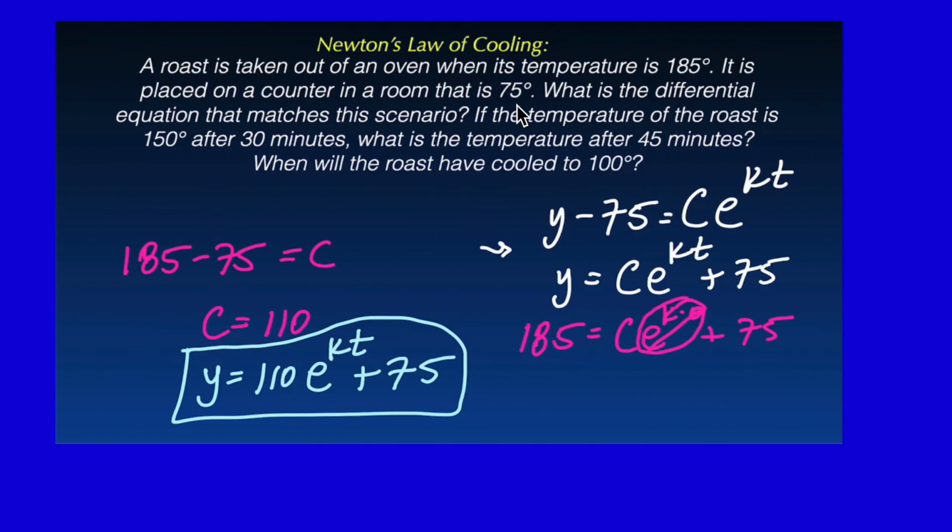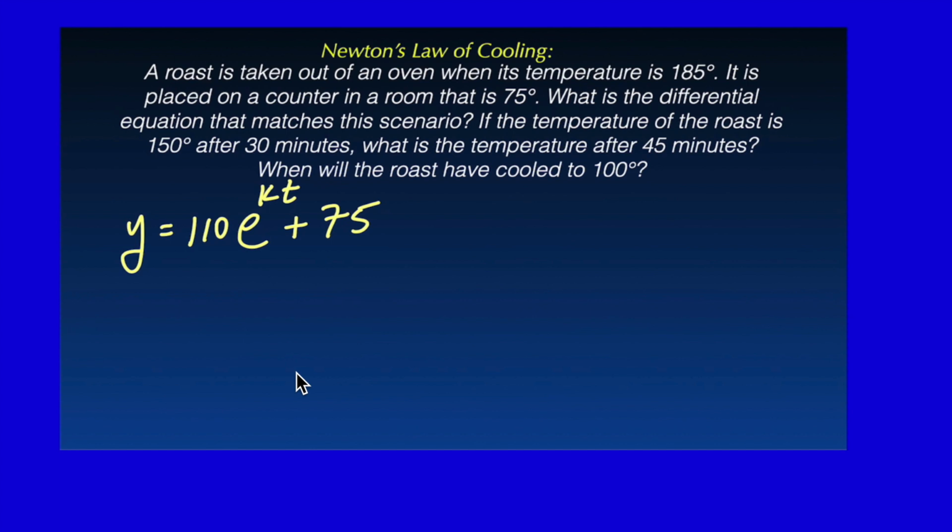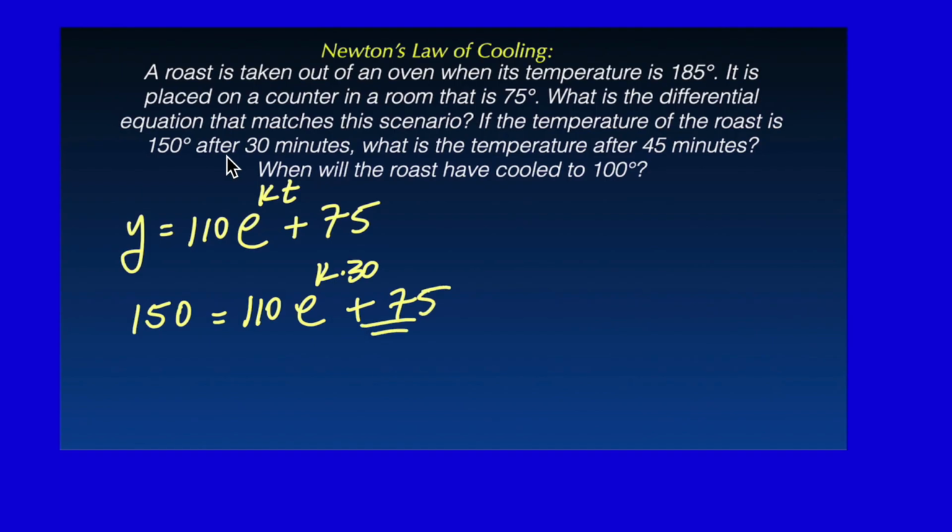Now, our next endeavor that will allow us to solve any of the subsequent questions is to find that k value. So we're going to use this second piece of information, that the temperature of the roast is 150 degrees after 30 minutes, to find the k value. Okay, now that we've used our initial conditions to find that particular c, we're now going to find the k. So y is going to be 110 e to the k times 30 minutes. We're replacing 30 for t, plus 75.